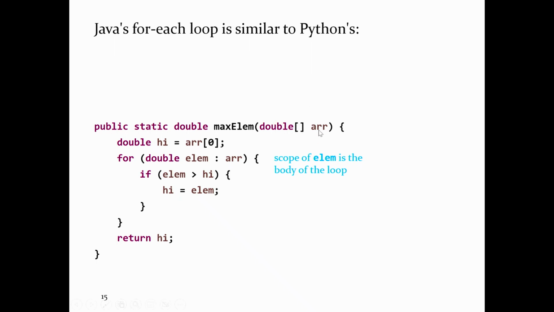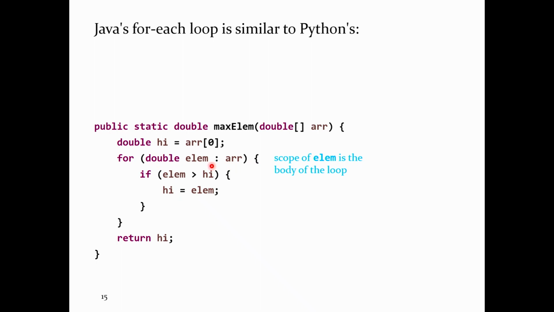So if that's an array of double, then the maximum value in this list must also be a double. Everything else is pretty much the same except for the loop. I'm going to set high to be the first element of the array. Now the for each loop in Java looks like this. So it's for, round brackets, parentheses. They have to be there.